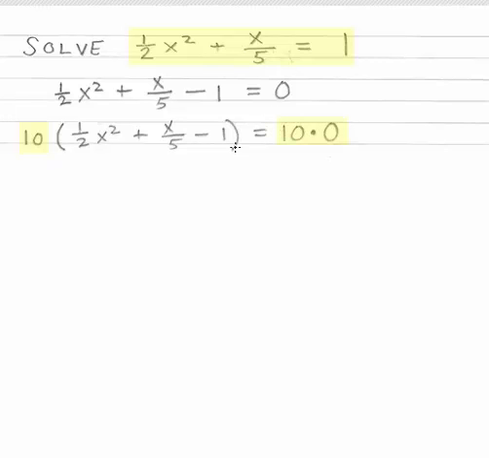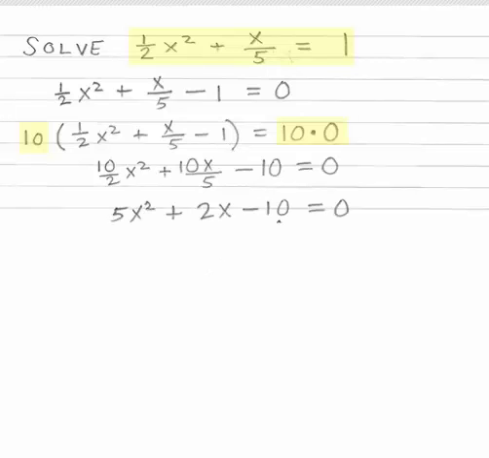On the left side, we have to make sure and distribute that 10 through all three terms, and we get 10 halves x squared plus 10x over 5 minus 10 equals 0. Now this simplifies to 5x squared plus 2x minus 10 equals 0. Now we can solve this equation. We can try factoring it, but it just won't factor.